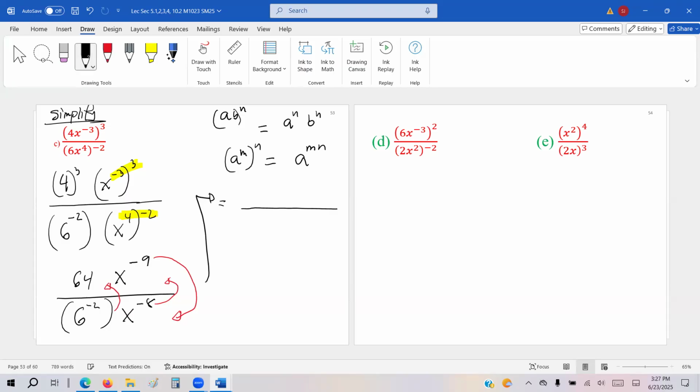So we have 64. It has no problem. It stays 64. X has a -9 power problem. Bring it to the bottom. 6 to the 9 goes on the denominator. Now from the denominator, 6 has a problem, -2. So put it on the numerator. 6 is a +2.